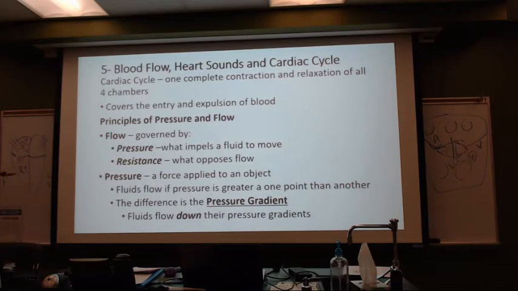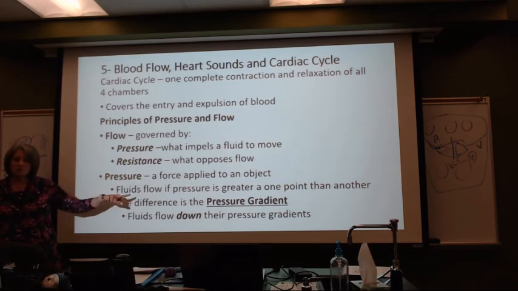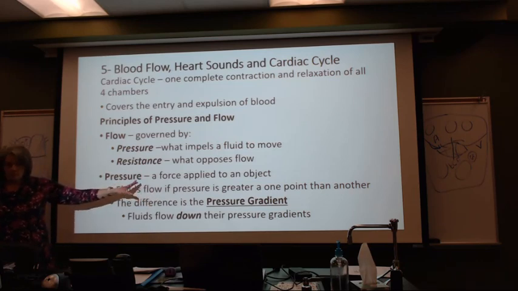So the fluids flow if pressure is greater at one point than another. So as the atria fills, pressure goes up, begins to fill the ventricle that was low pressure, that's now filling up, creating high pressure. The differences between one point to the other point we term a pressure gradient. You've all heard of that.